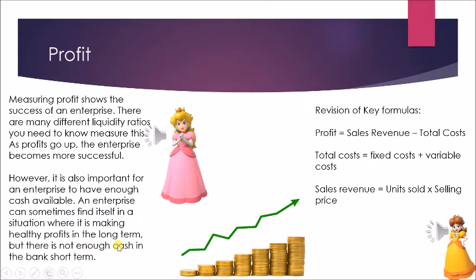I've written the key formulas down on the slide. So profit equals sales revenue minus total costs. Total cost is fixed cost plus variable cost, and sales revenue equals units sold times selling price.